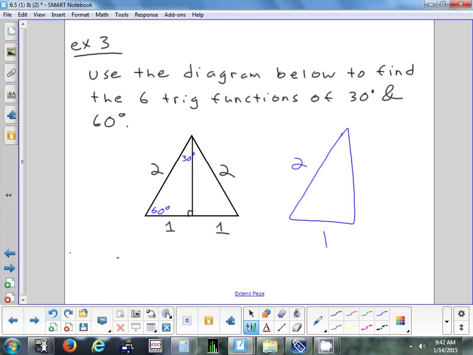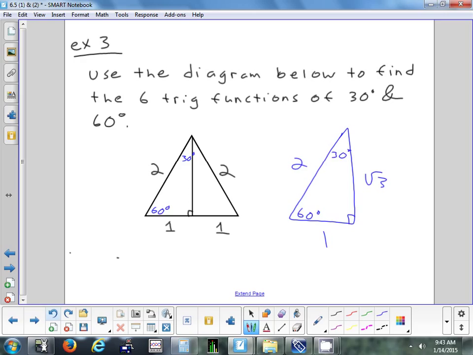Okay, so when you set up your, or does anybody think they know? Yeah, it's square root of 3. 1 squared plus square root of 3 squared gives me 4. Then take the square root. It's 2. Okay, so there's my triangle.